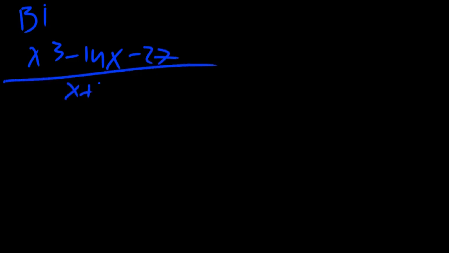So now we're going to look at B of I. Question B of I. So what it wants us to do is to find all values of x as decimal approximations for which g of x is equal to 3. So this is also really simple. All you have to do is plug in the equation for g of x into your calculator. So plug in x cubed minus 14x minus 27 over x plus 2. Plug that into your calculator.